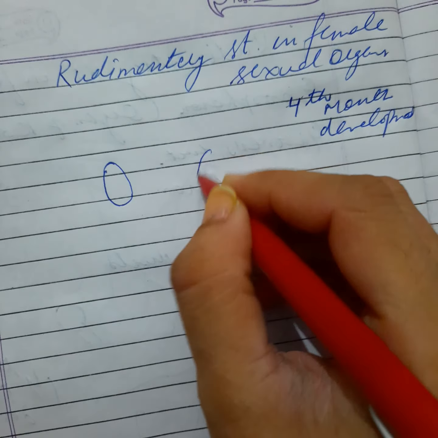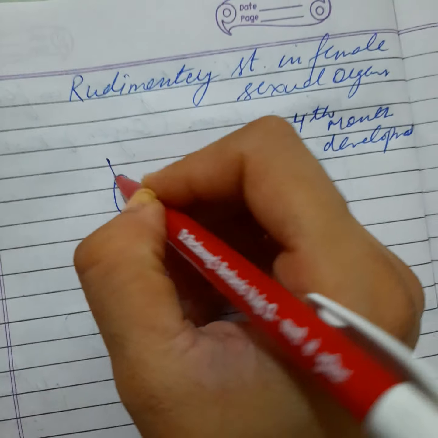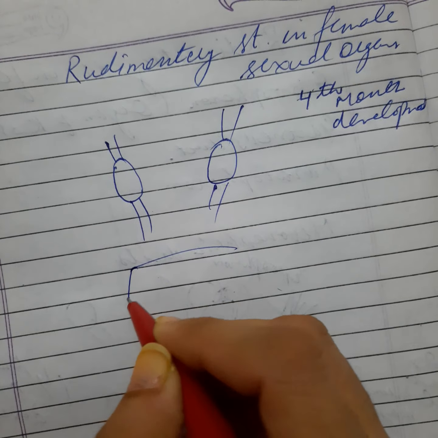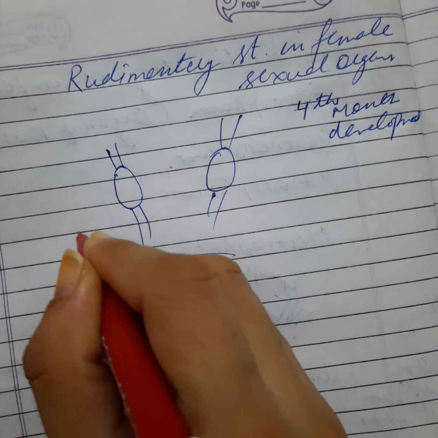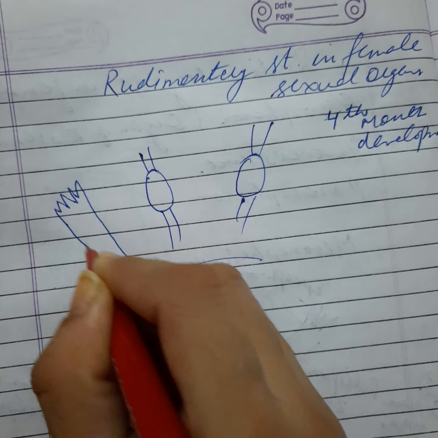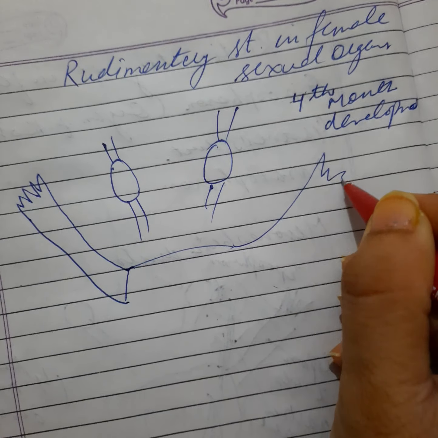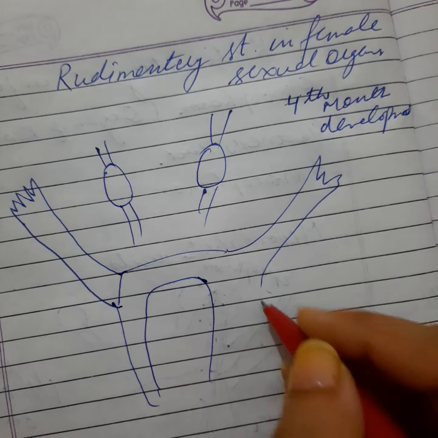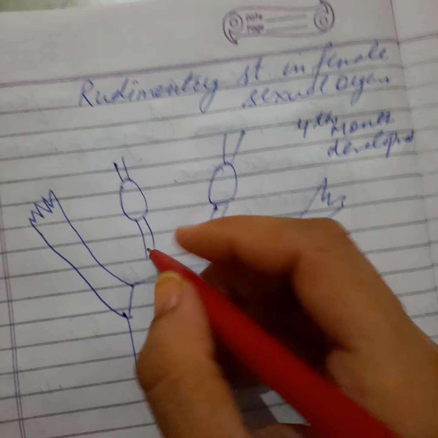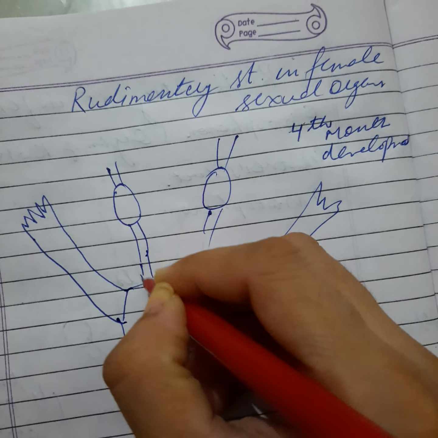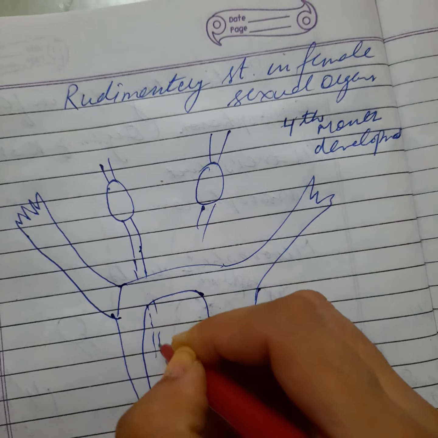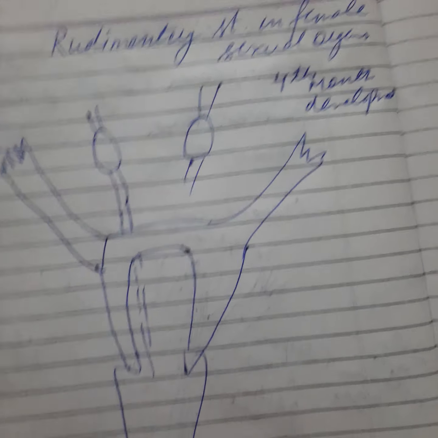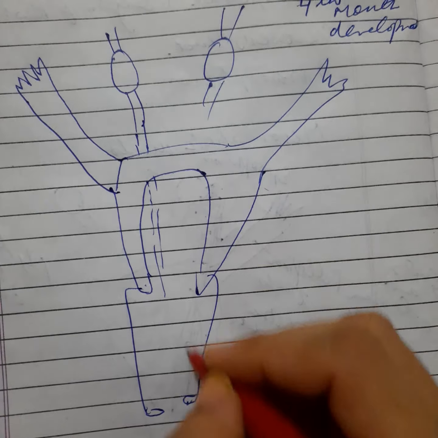So here first come the ovaries. These are the ligaments attached to them. Here comes the uterus developing and the fallopian tube with fimbriae. This is the uterus inner lining. This is the cervix part, and there comes the hymen.